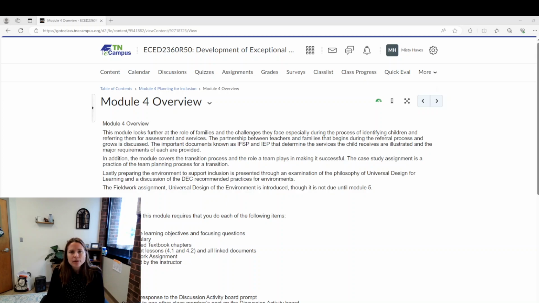And then lastly, we're really going to be looking at the environment. How do we prepare that environment? As you receive that child, what do we need to do when we're talking about supporting inclusion in a classroom, right? And what we specifically look at is we examine what does universal design for learning tell us, right? And what does that even mean, universal design for learning? And how is this recommended practice when we're looking at environments? So we're going to look at that.